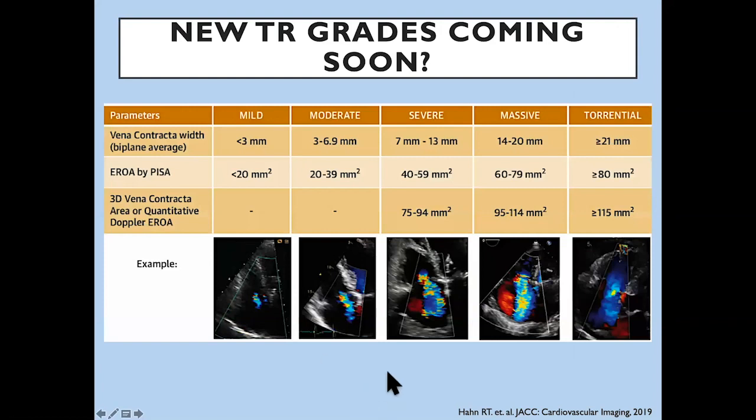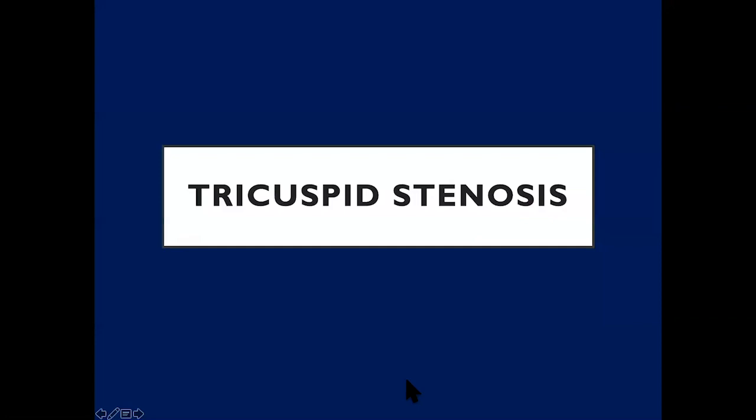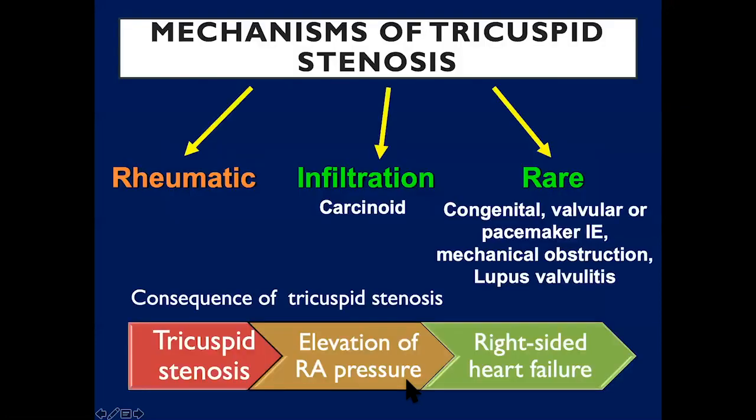And this was actually a scheme proposed by Becky Hahn and her group, suggesting that perhaps we should break up the severe category into massive or torrential. Now, as of yet, there are no clear-cut guidelines on how to do this or what we should be doing, but there are people who are working on it. So let's move now to tricuspid stenosis.